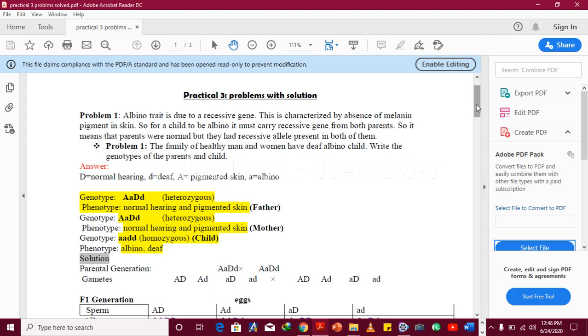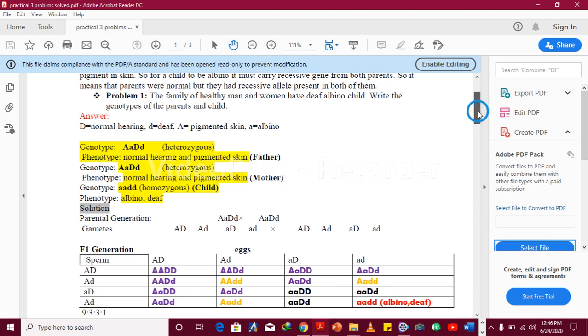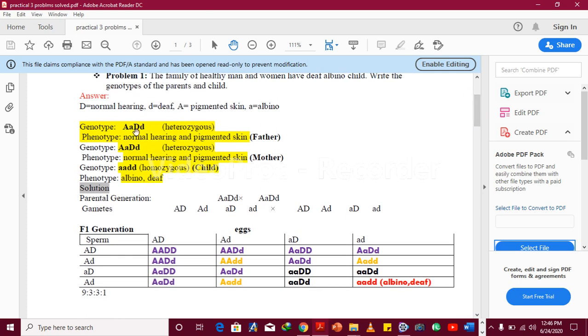So the genotype for the parents, both are heterozygous. Understand? They carry the albino and deafness alleles, but these are recessive, and they do not show in the parents. But due to gamete formation, when the alleles are separated and recombined, the recessive genes are combined with each other. As a result, they are transferred to the offspring. Understand? They are transferred to the offspring.